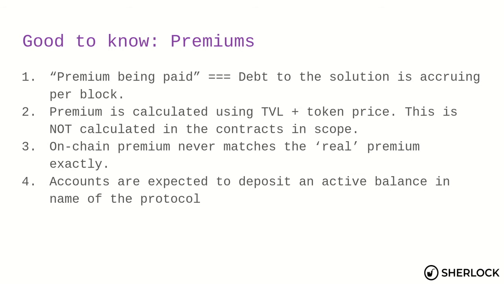Point 4, accounts are expected to deposit an active balance in name of the protocol. So their debt from the protocol is accruing per block, and there needs to be an active balance to make sure the protocol can pay off that debt. And all accounts can deposit an active balance for that protocol.